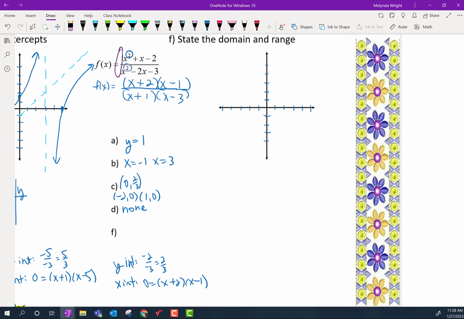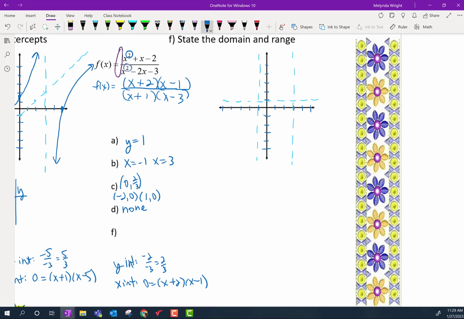Okay, so let's graph our asymptotes. We've got y equals 1, so that's going to be right there. We've got x equals negative 1. There's x equals negative 1, and we have x equals 3. Okay, very nice. We don't have any holes. Let's go ahead and plot the points. Might as well.